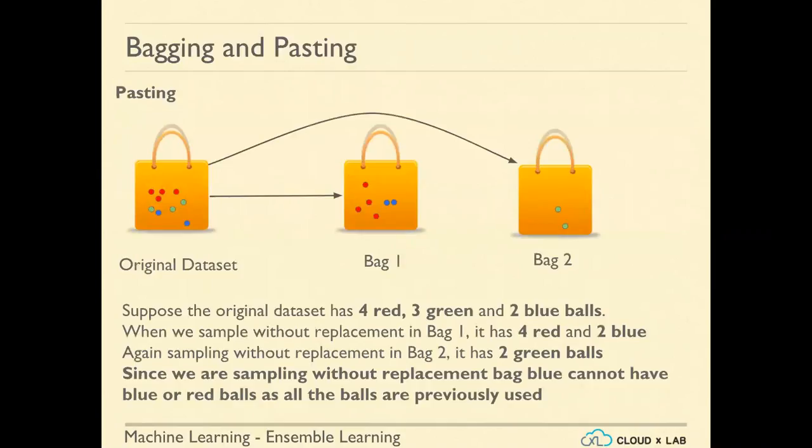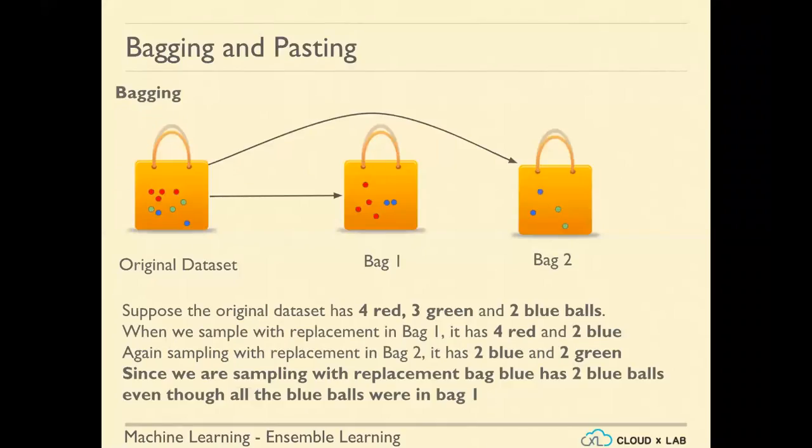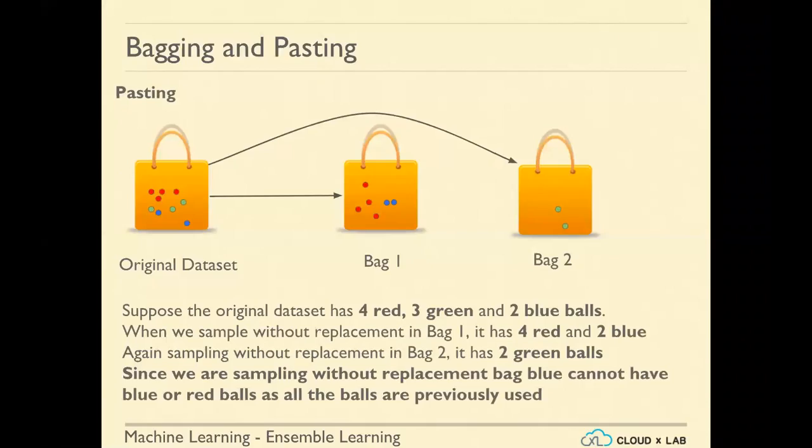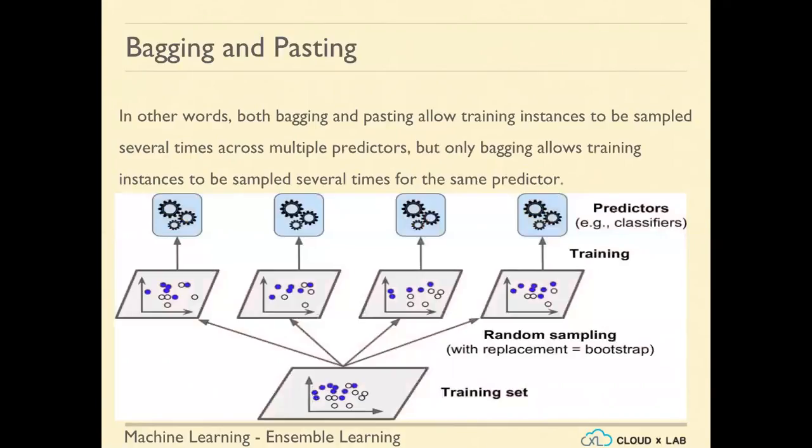In case of pasting, the two bags, the two samples, will not have repeated data, while in case of bagging, the two samples could have repetitions. Repetition is as in there will be something common between the two bags. Both bagging and pasting allow training instances to be sampled several times across multiple predictors, but only bagging allows training instances to be sampled several times for the same predictor.